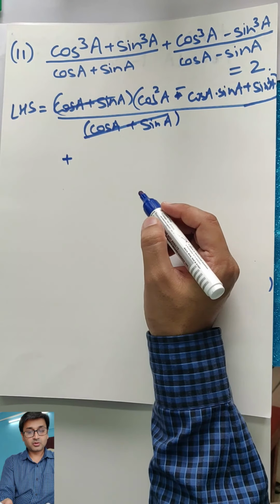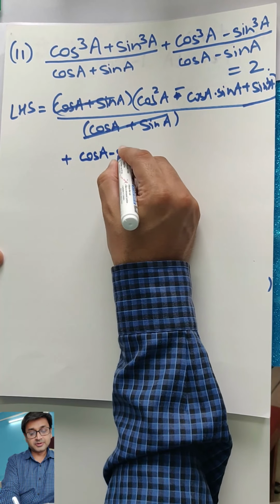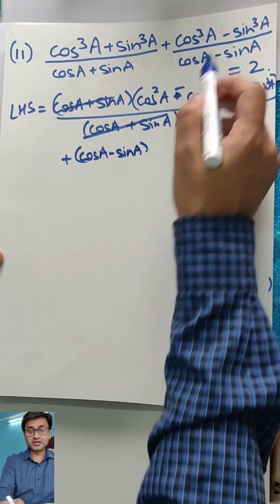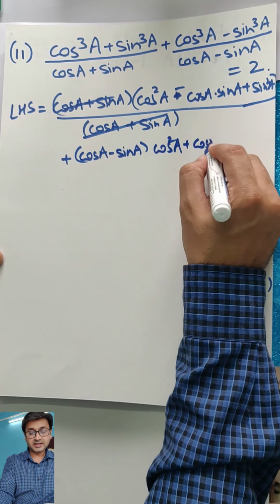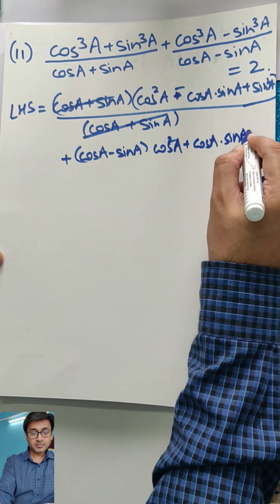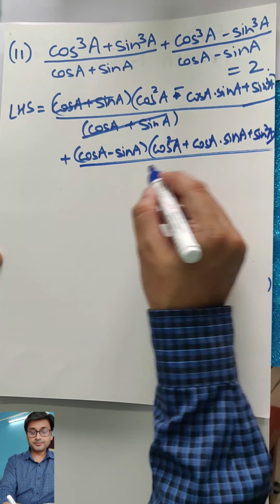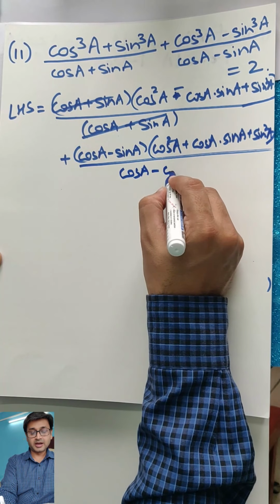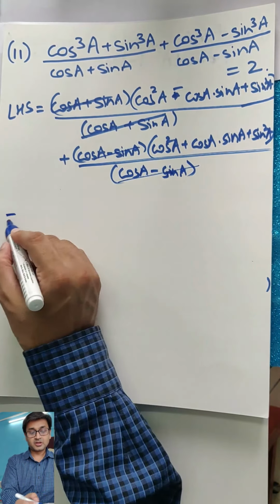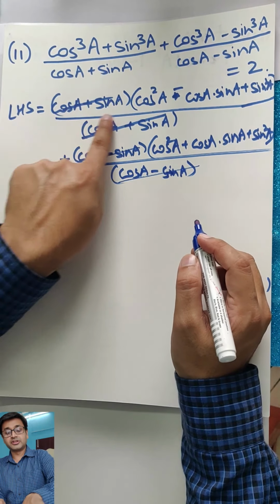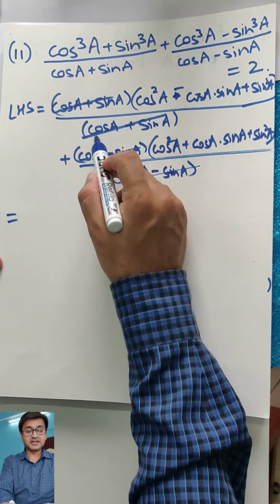So plus, what will happen for this part? So a minus b this time. Since it is minus, so first minus, then both plus. So a square plus ab plus b square in another bracket upon a minus b. That is what is here. Yeah, so cancels again. So we just did the expansion of this part and expansion of this part.